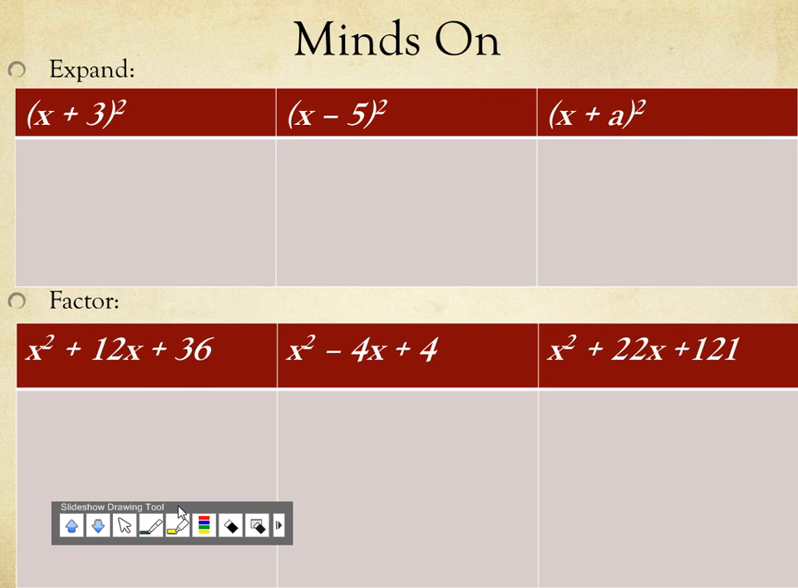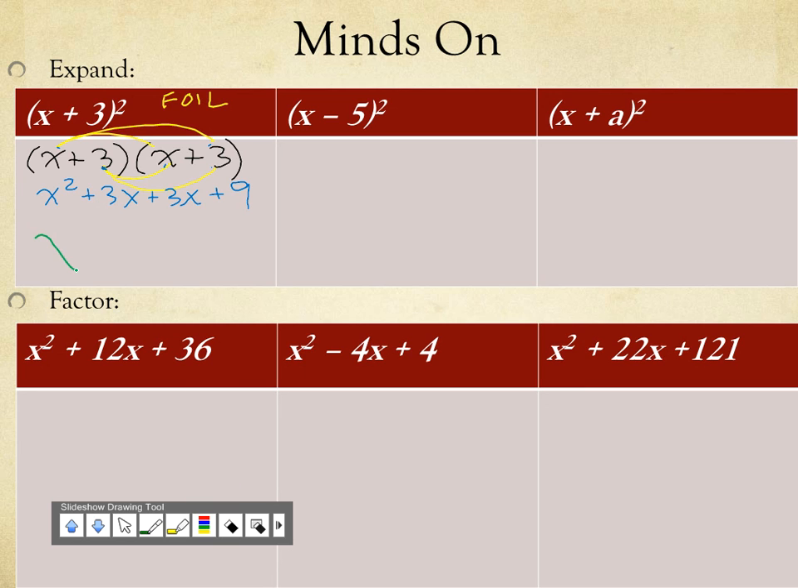Okay, so x plus 3 squared can also be written as x plus 3 times x plus 3. So then if you want to expand, you would have to multiply the first terms, the outside terms, the inside terms, and then the last terms. That's what FOIL stands for. So when you do that, you get x squared, that's x times x, and then x times 3 is 3x, and then 3 times x is 3x again, and then 3 times 3 is 9. Now you can collect like terms, and you'll get x squared plus 6x, the 3x and 3x together, plus 9.